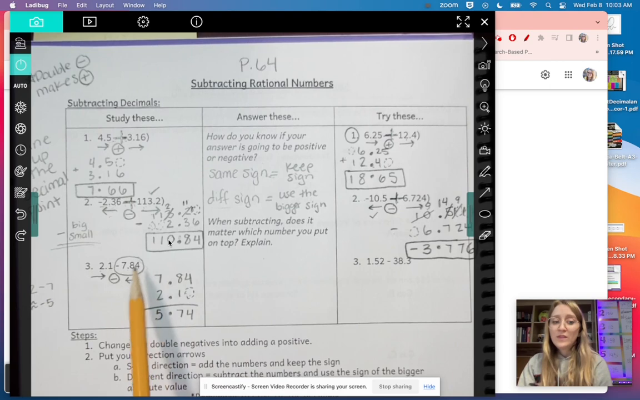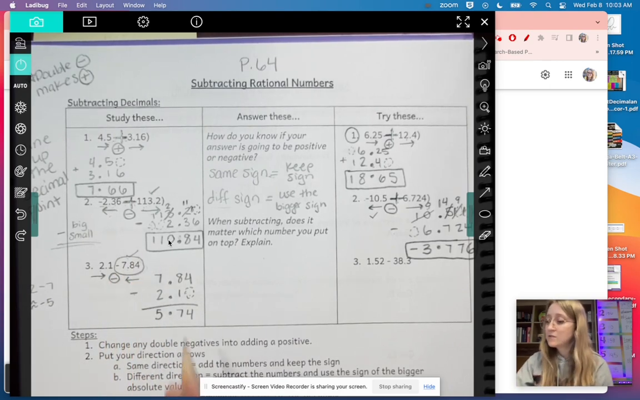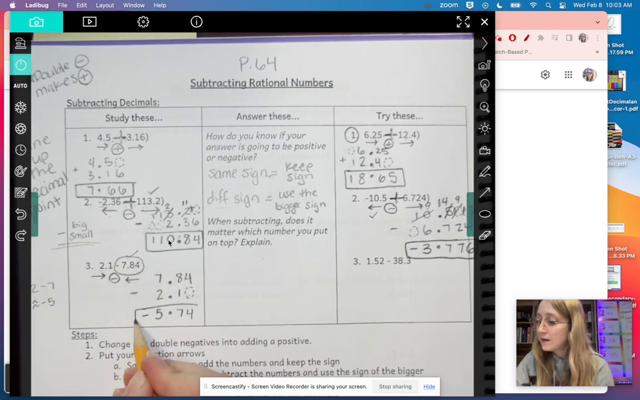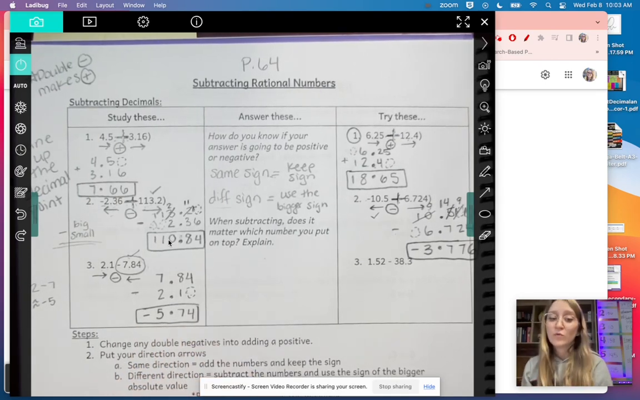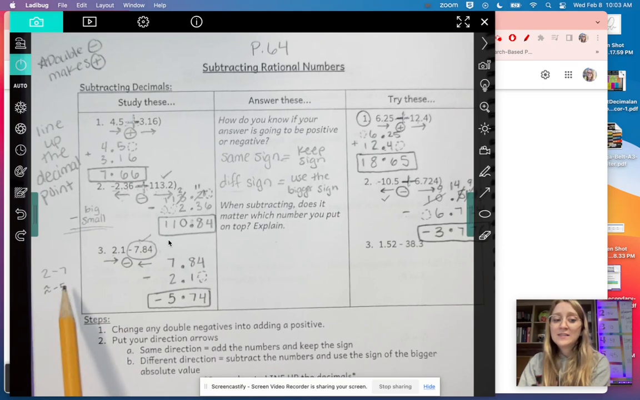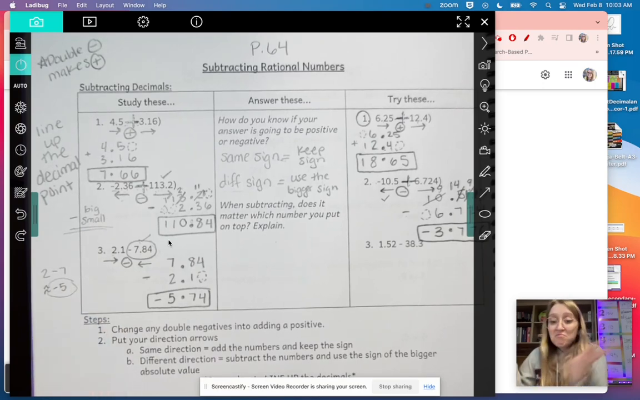If we think about what was our bigger sign, we had more negatives than positives, so our answer should be negative. Negative 5 and 74 hundredths. If we compare it to our estimate, we said it should be about negative 5. We're pretty good. So when subtracting, does it matter which number you put on top? Explain.